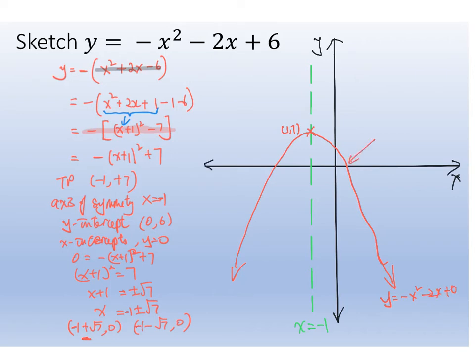Here, this point is actually minus 1 plus square root of 7, 0. This point will be minus 1 minus square root of 7, 0. Then we know this point, the intercept, would be 0, 6. Everything looks right because it's a concave down shape, so you know there's a maximum turning point.